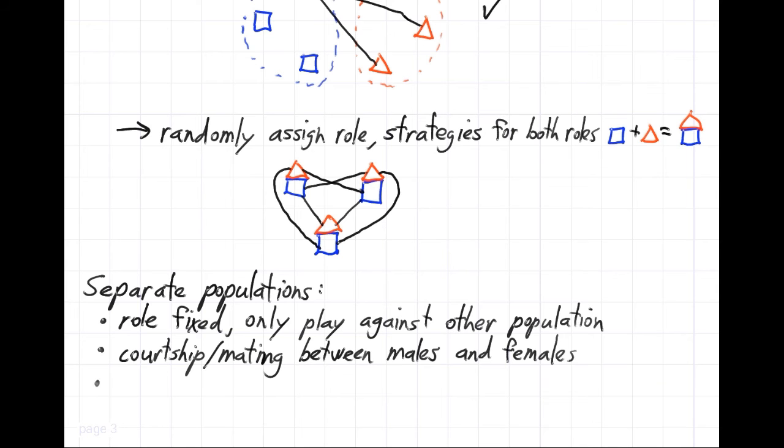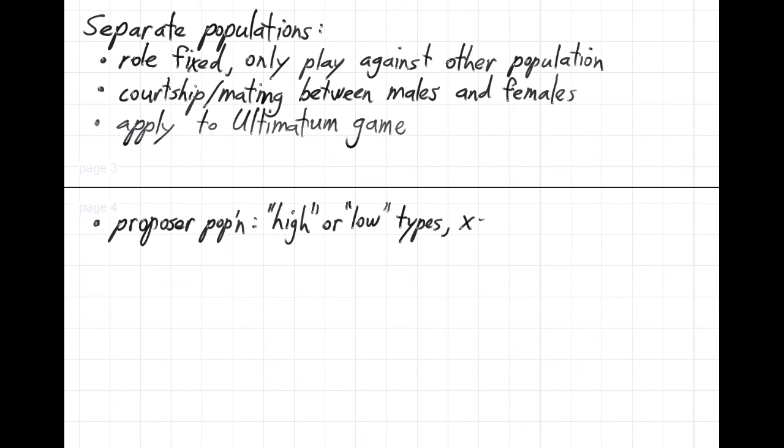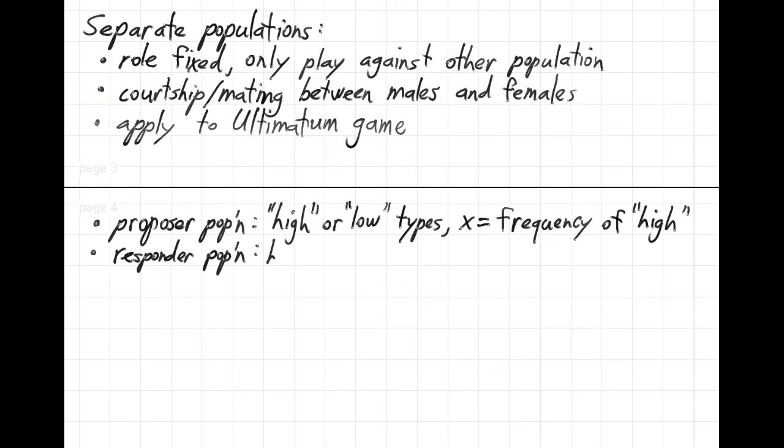So let's see how this applies to the ultimatum game. We've got two populations: a proposer population, and in that population there are two types, the high offer types or the low offer types. Let's define X to be the frequency of the high offer type. On the other hand, there's the responder population, and there's a high only or accept all, and let's call the frequency of high only Y.